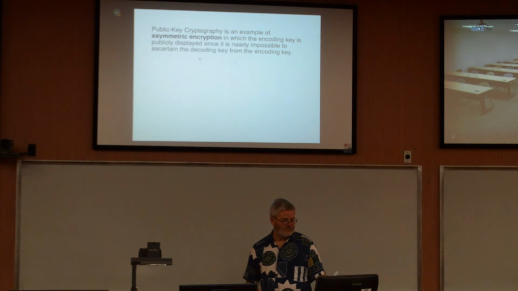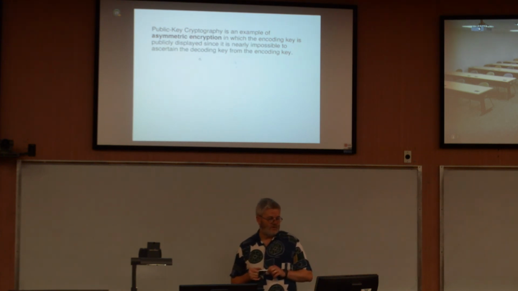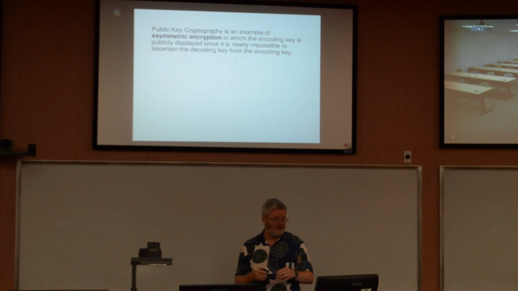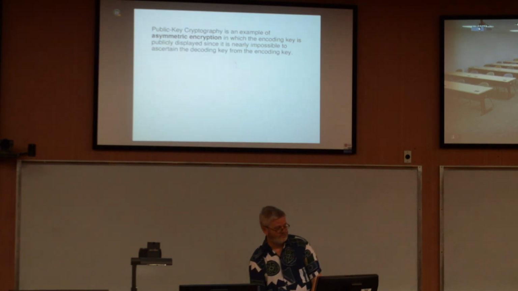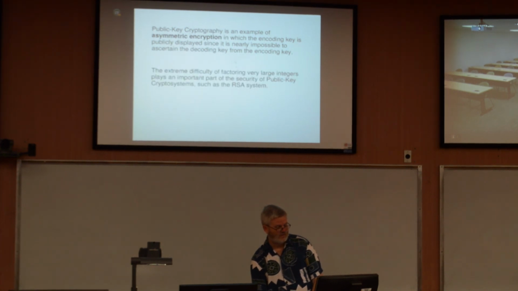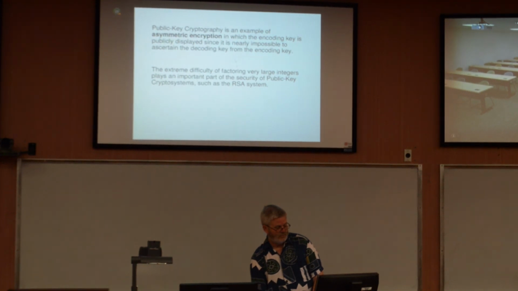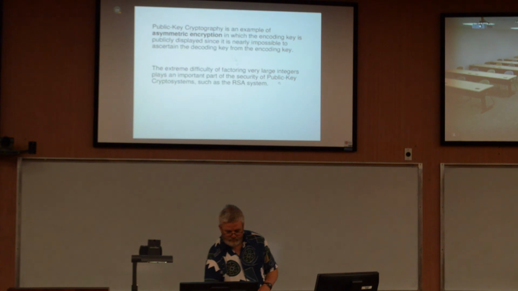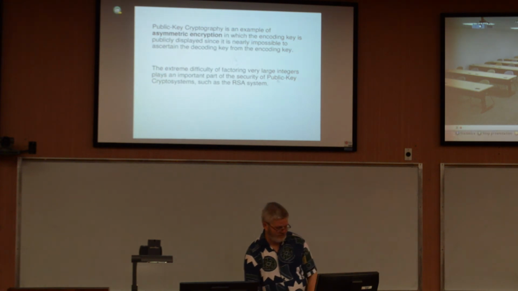Now, in asymmetric encryption, the encoding key is public, publicly displayed, since it's nearly impossible to ascertain the decoding key from the encoding key. The extreme difficulty of factoring very large integers plays an important part in the security of the RSA public key system.